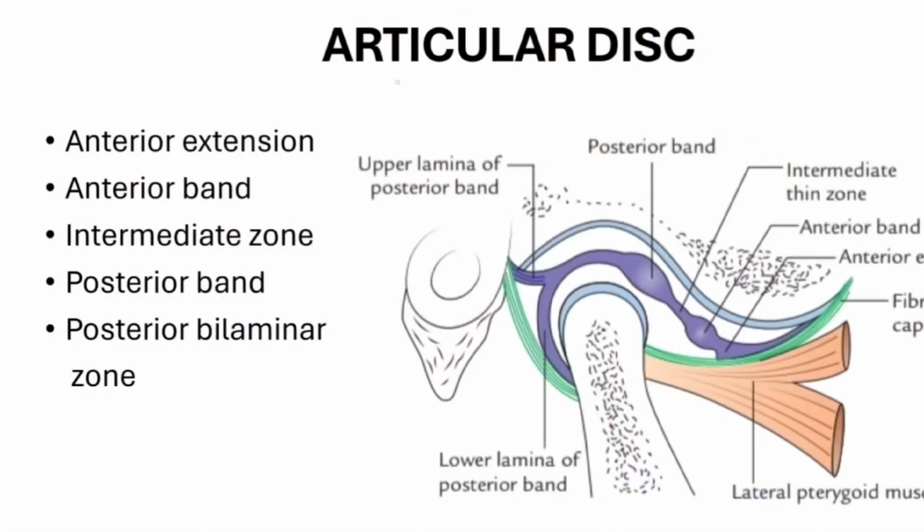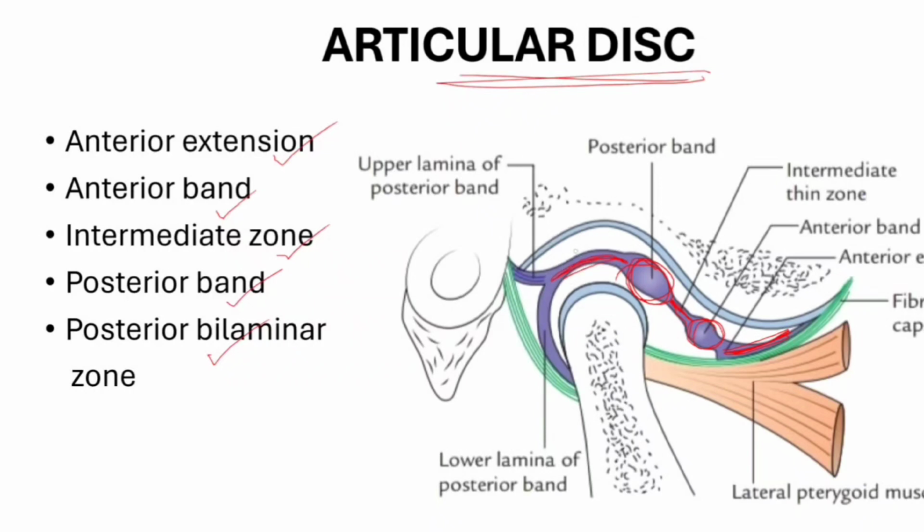So this articular disc has 5 parts. It has the anterior extension, anterior thick band, intermediate zone, posterior thick band and posterior bilamellar zone. This part is known as the anterior extension, this is the anterior thick band, this is the intermediate zone, this part is known as the posterior band, and this layer is known as the posterior bilamellar zone.